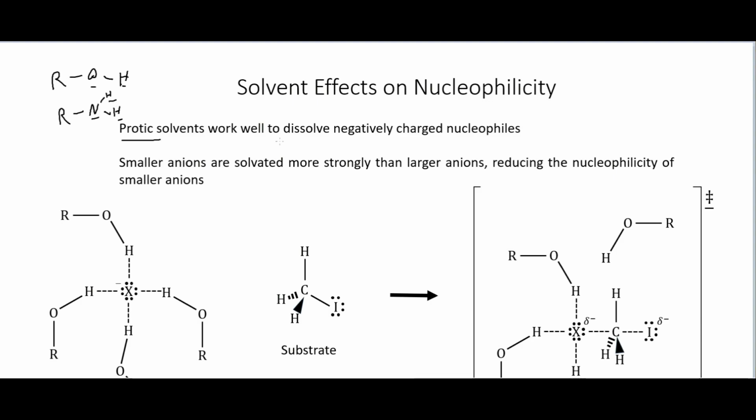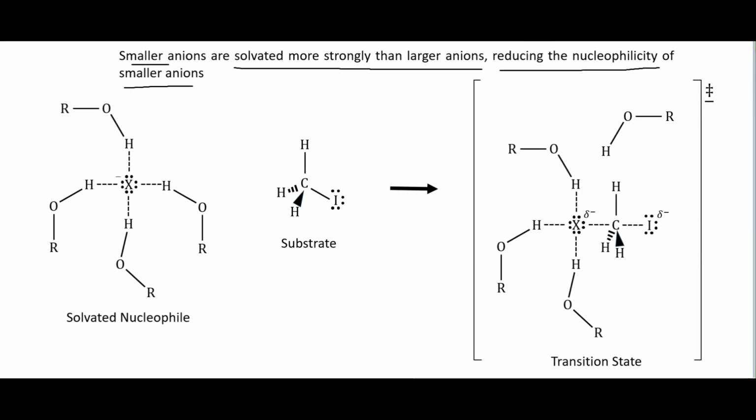So these actually work well to dissolve negatively charged nucleophiles. So it's going to help dissolve the nucleophile. Smaller anions are solvated more strongly than larger anions, and so that reduces the nucleophilicity of these smaller anions. The reason for that is when we are solvating the nucleophile, we have our protic solvent molecules coming and forming a complex with our nucleophile right here.